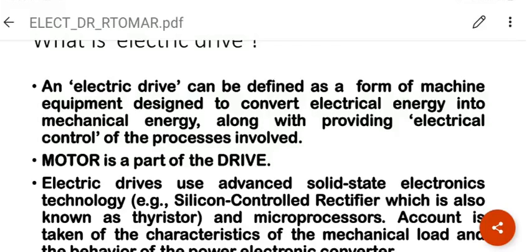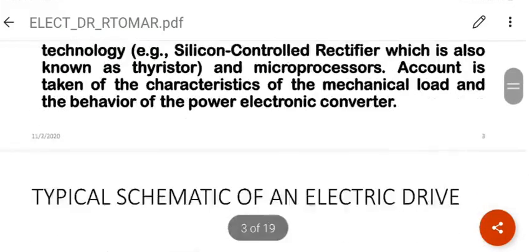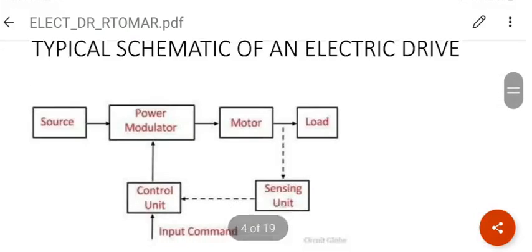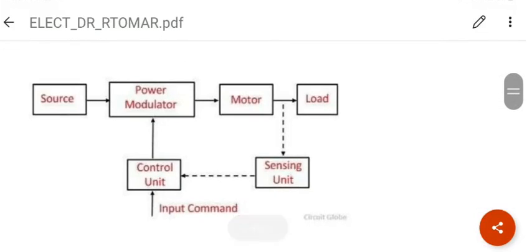Silicon controlled rectifier is one very popular method, which essentially helps in controlling the magnitude of the voltage being applied to the input of the motor. I have shown this schematic in the previous lecture also.